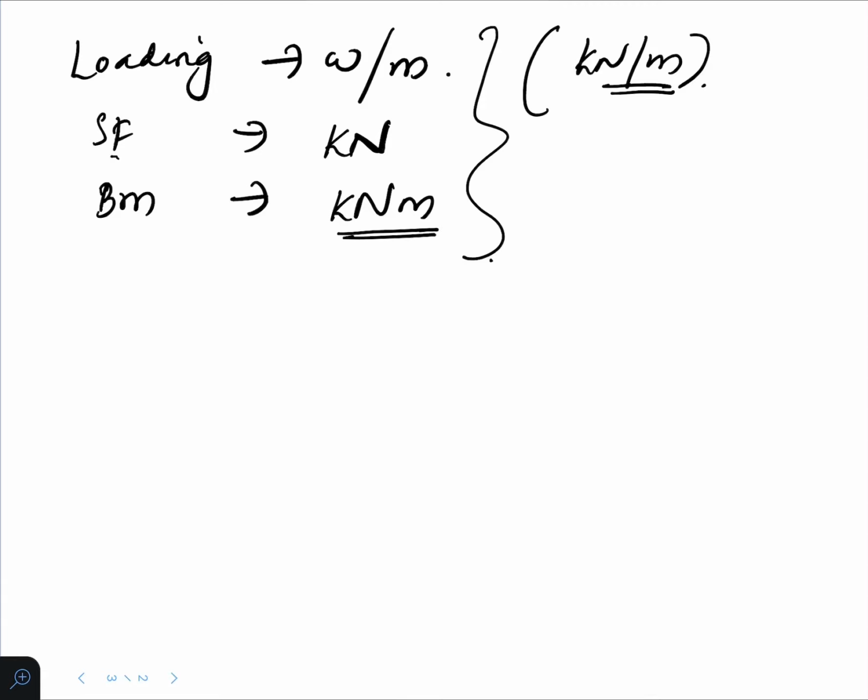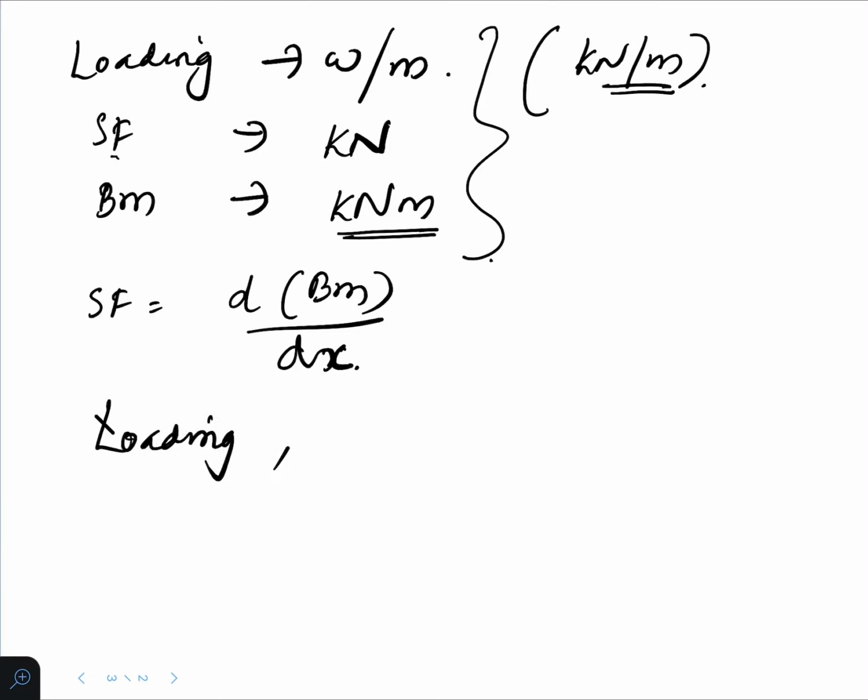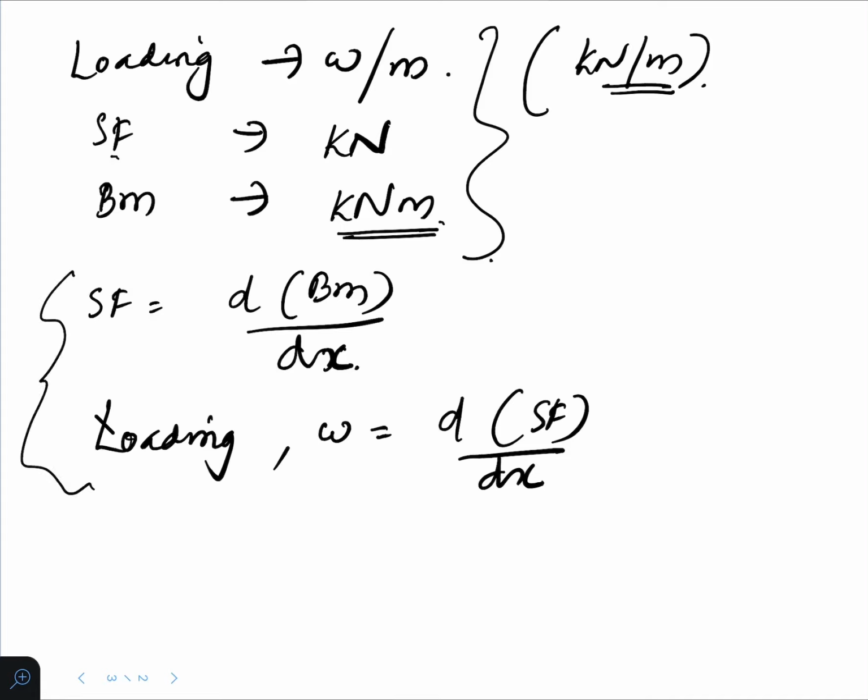So shear force is the differential of bending moment with respect to dx, where dx is the distance. And loading W is equal to d of shear force by dx. In checking these units, we can simply see kilonewton meter by meter and kilonewton by meter. In that manner, we can learn this. Okay, so that is it.